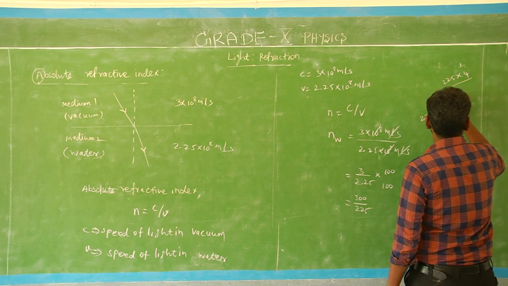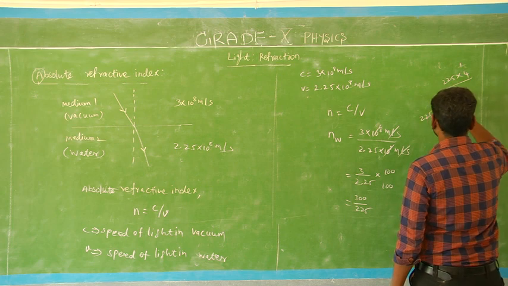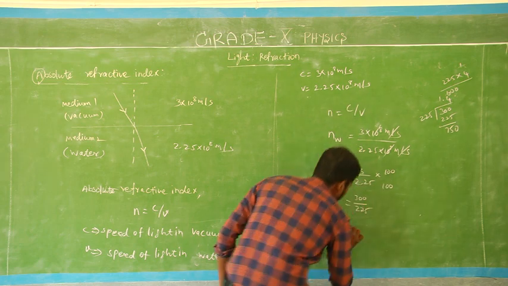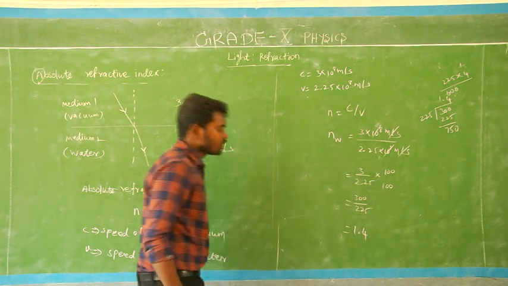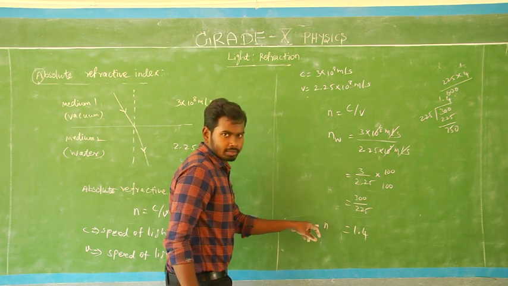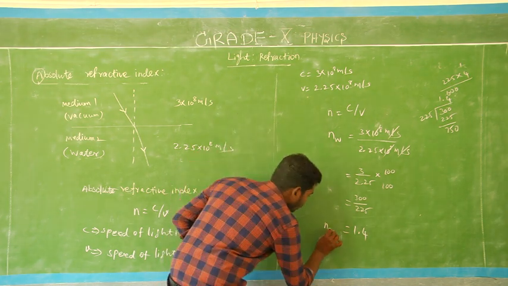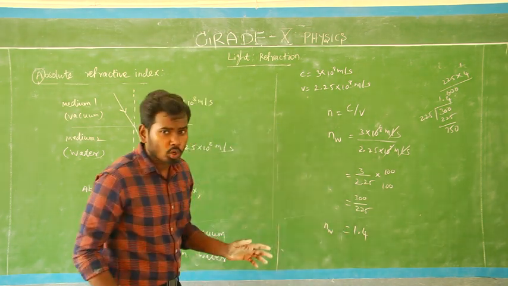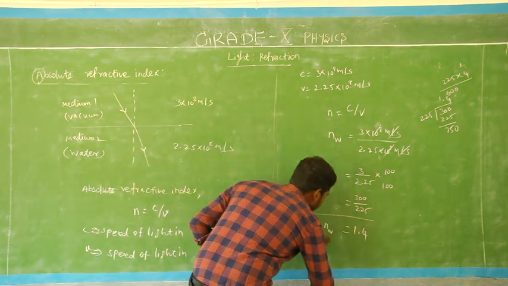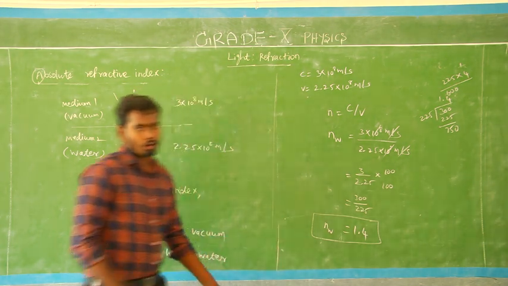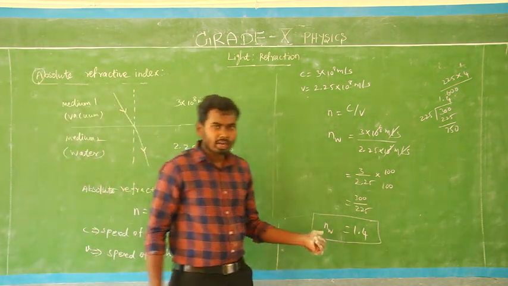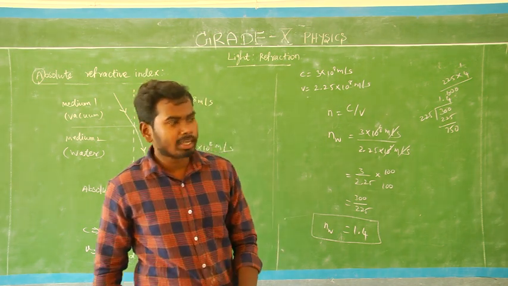1.4. So this is equal to 1.4. So the absolute refractive index of water with respect to vacuum is equal to 1.4. So here also the refractive index value is more than 1, which means greater than 1.